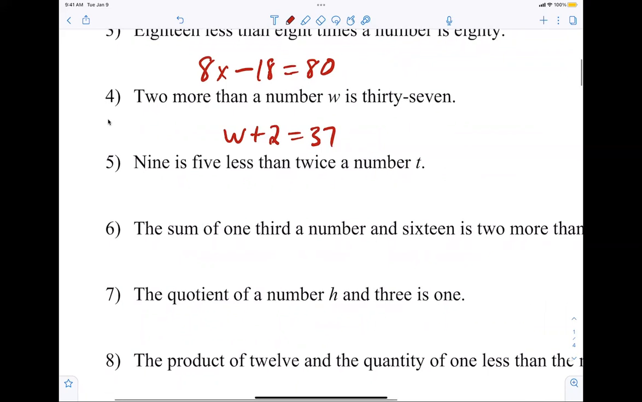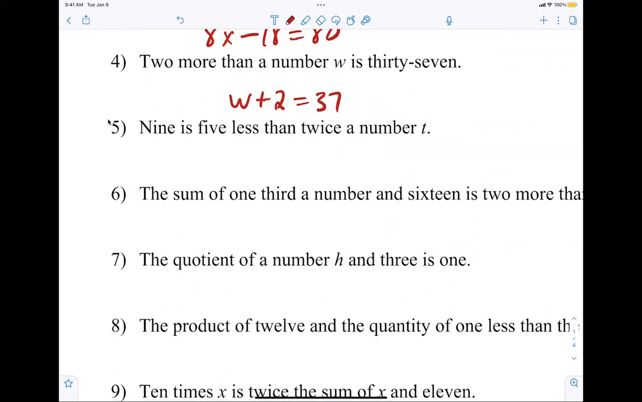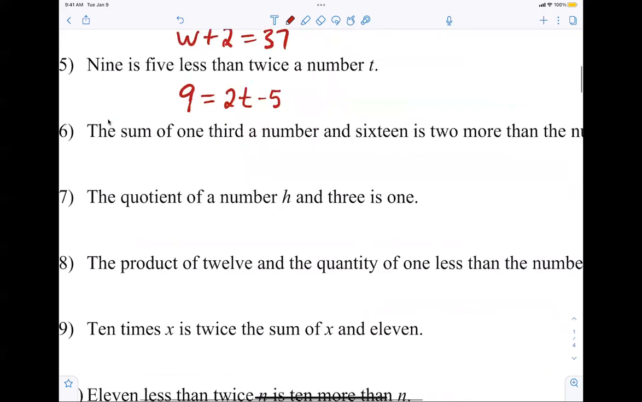Next. 9 equals 5 minus 2. 9 equals what? 2t minus 5. Yes, 2t minus 5. I'm trying to drill this point in that you have to be careful when you're doing subtraction. What comes first? What comes second? So far, we're doing pretty good. Mikey, you're up.